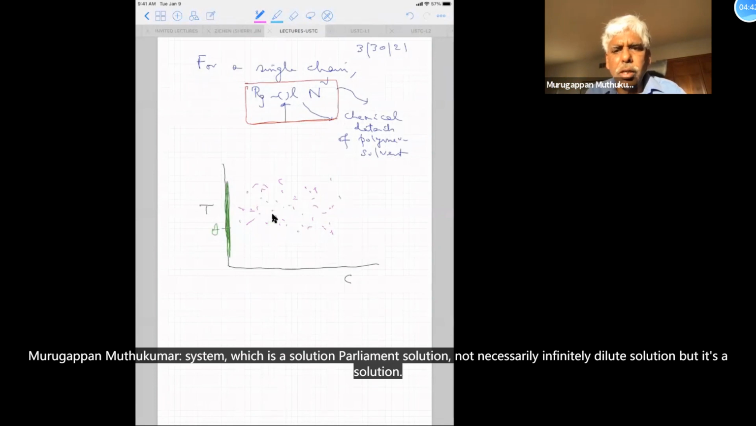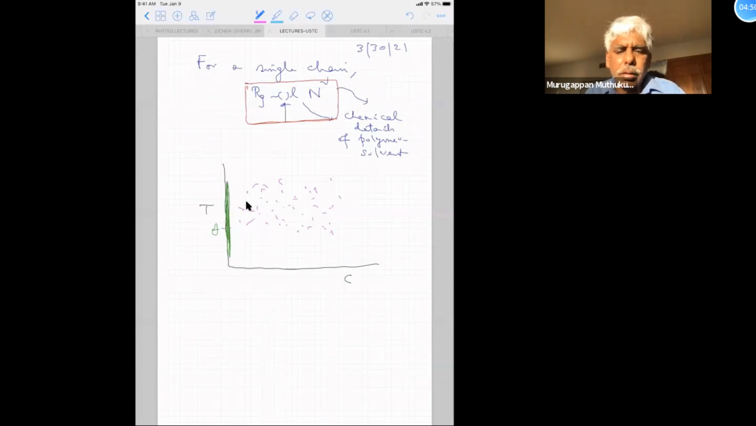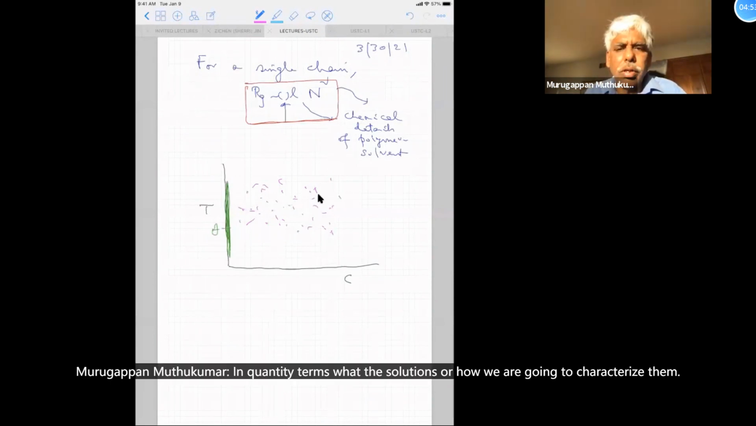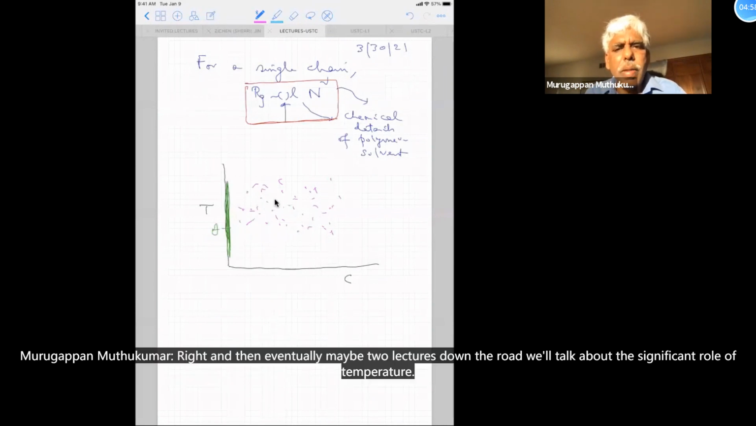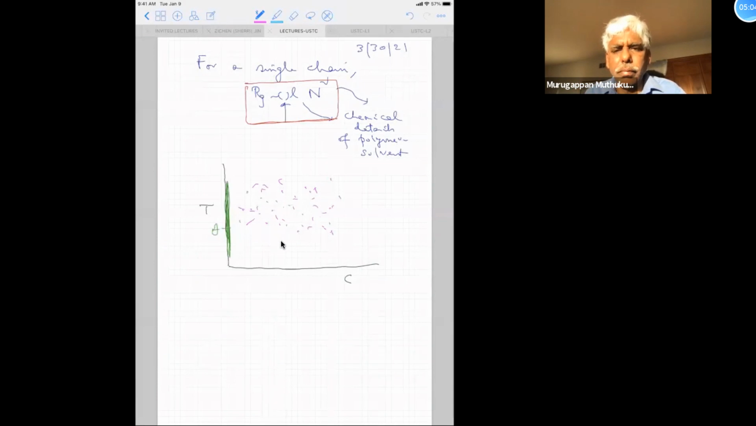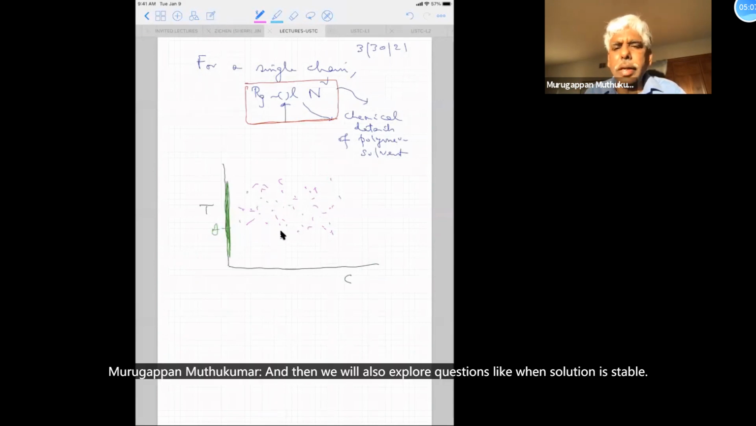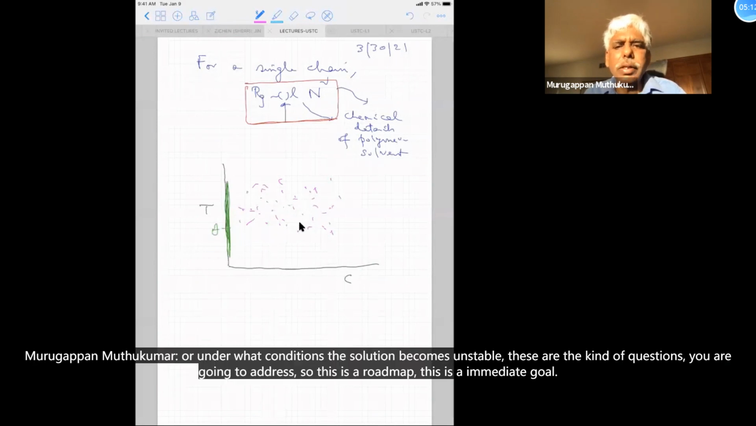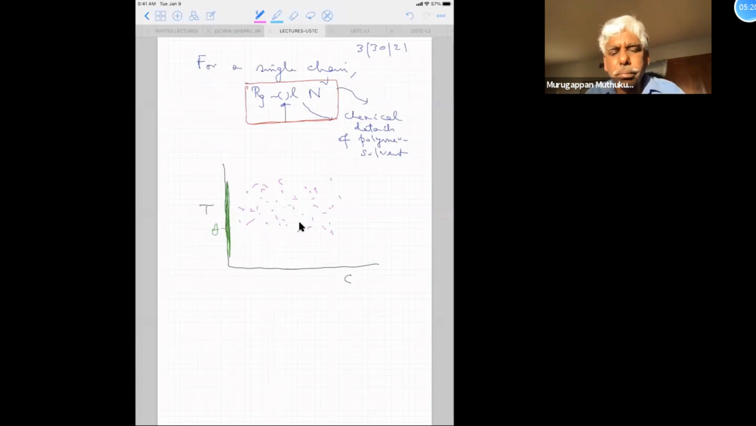Once we have an understanding of this system, which is a polymer solution, not necessarily infinitely dilute but a solution, I will describe in quantitative terms what the solutions are and how we are going to characterize them. Eventually, maybe two lectures down the road, we will talk about the significant role of temperature. Then we will also explore questions like when such a solution is stable, and under what conditions the solution becomes unstable. These are the kinds of questions we are going to address. So this is our roadmap, and this is our immediate goal.